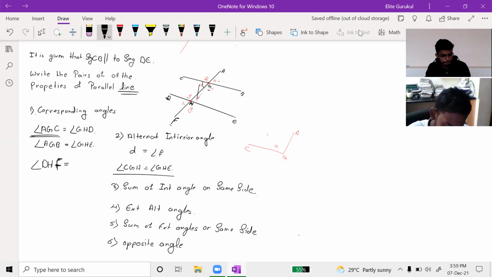So angle EHG. You are telling me that DHF means this angle is equal to this angle, right? Yes, sir. It is a corresponding angle. No, it is opposite angle.